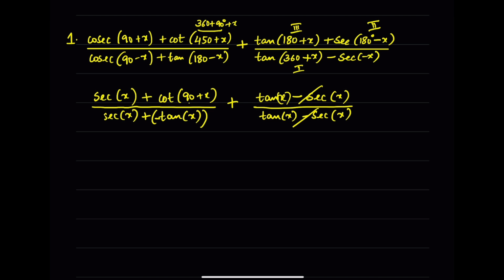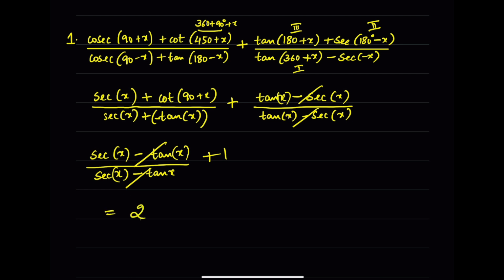Now let's see what changes can be done in the first part of this equation. So this will be secant of x. Now cot of 90 plus x is second quadrant where cot and tan are negative, so this will be minus tan x divided by secant of x minus tan x because we have a negative here, plus 1. So the first part also, the numerator and denominator gets cancelled, so we'll have the value of 2. So this is how we can solve the first problem.